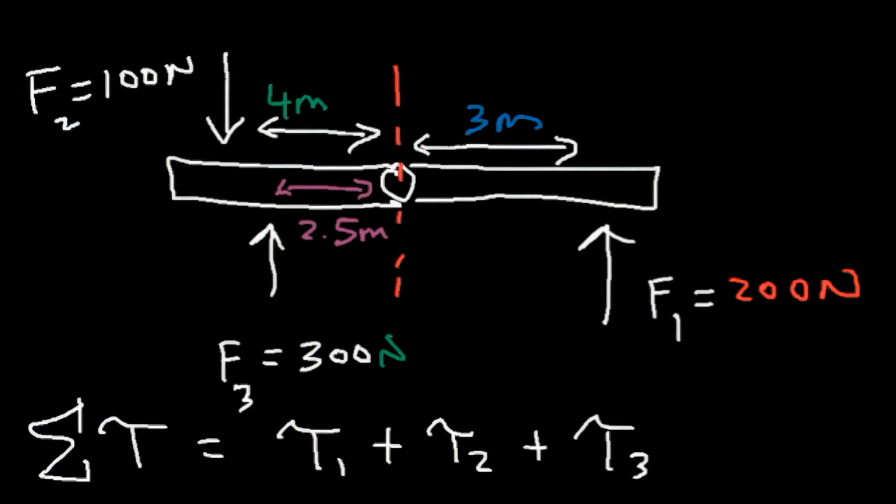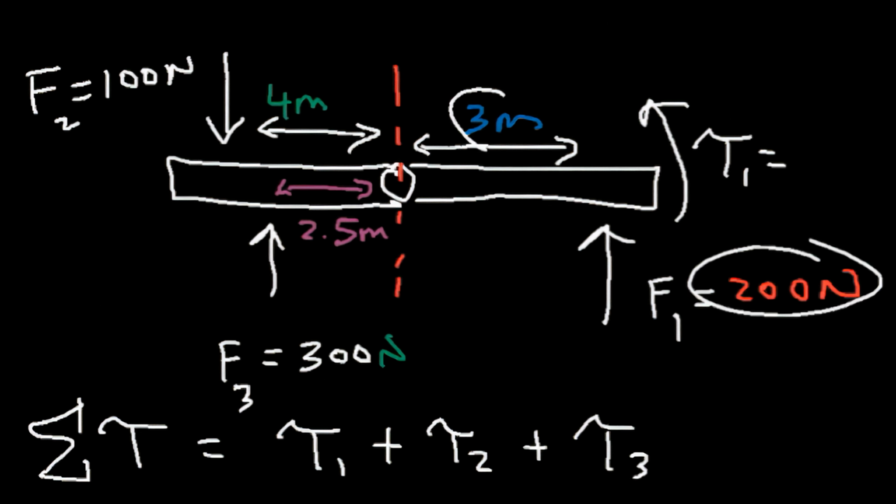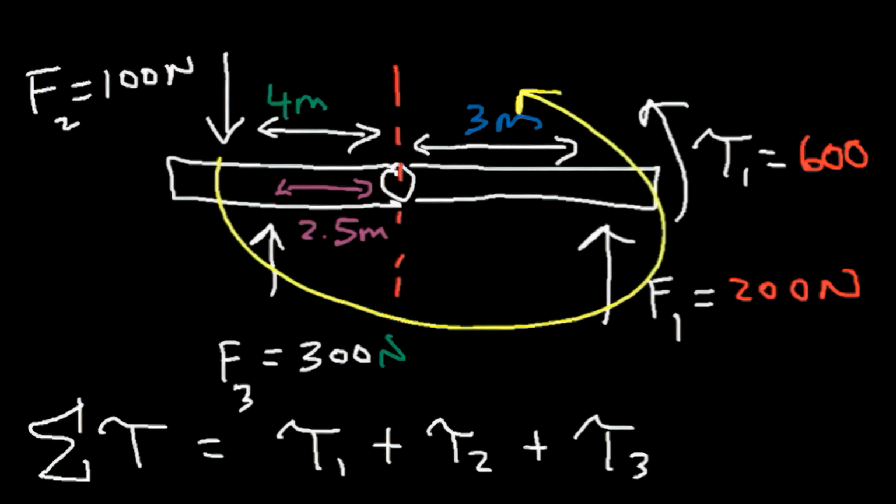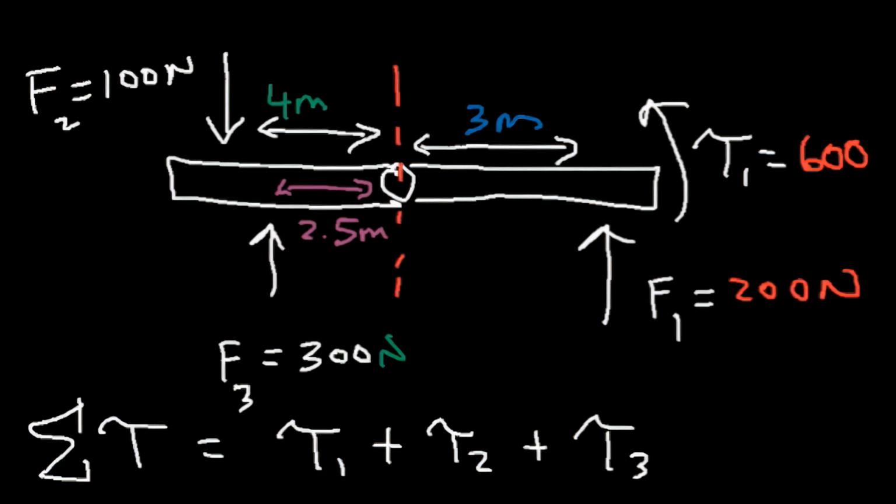So T1, we know it's positive. F1 will cause the object to rotate in the counterclockwise direction, so it's going to create a positive torque. So T1 is simply 200 times 3. So that's positive 600 newtons times meters. Now T2 will cause the object to rotate in the counterclockwise direction, so it's going to create a positive torque. So T2 is 100 times the moment arm, or the lever arm, of 4. So it's positive 400.